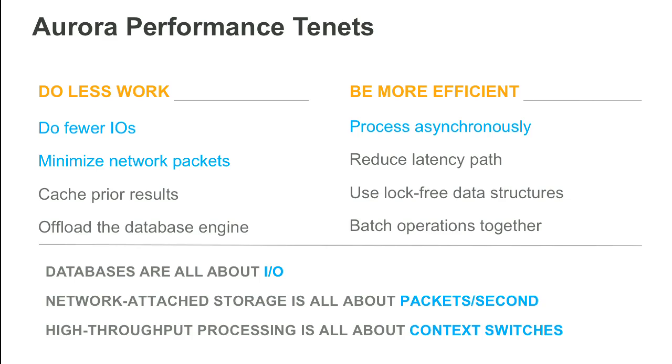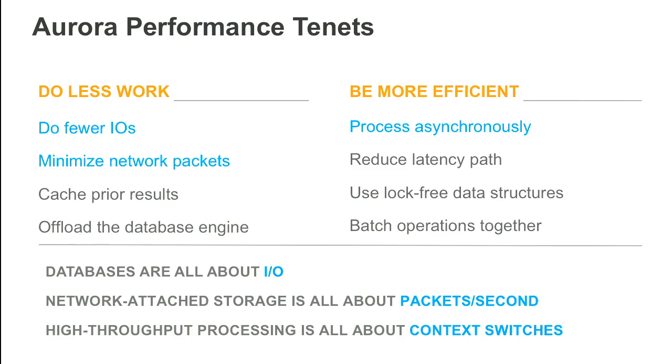In terms of the other side of the column, how can you be more efficient at doing what you can? The big insight for us is that high throughput processing is all about reducing context switches. If you can figure out a way to avoid context switches, you can get much better throughput. For us, it's all about processing data as asynchronously as possible, moving things from the foreground latency path to the background latency path, and other things that we do: batching, and using lock-free and latch-free data structures in our implementation. There are very many things we do under the covers, and I'll talk about some of them in this presentation.